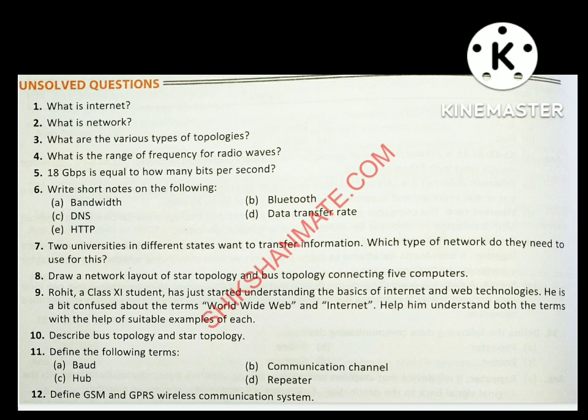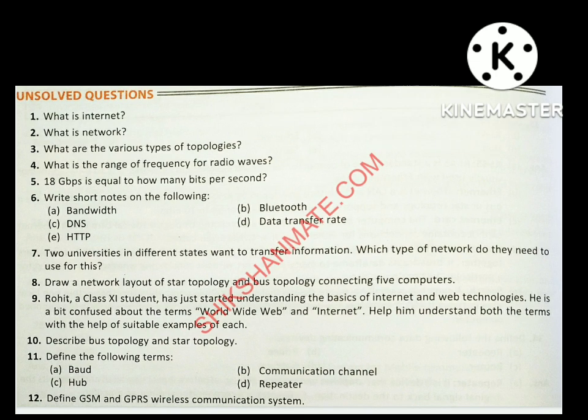Now in our next question, we are given to define some terms. First term is baud. So baud is basically the number of changes in a signal per second. It is the measuring unit of the data transfer rate. Technically, baud refers to the number of discrete signal elements transmitted per second. One baud represents only one signal change per second and is equivalent to 1 bit per second.